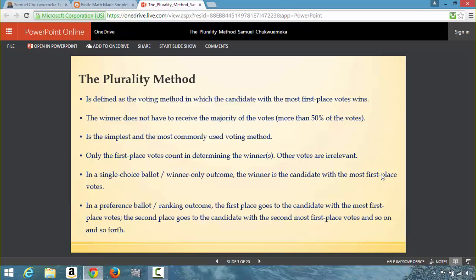Let's say we need to fill more than one position: a president, vice president, secretary, assistant secretary. Then the president will be the candidate with the most first place votes, the vice president will be the candidate with the second most first place votes, and the rest follow in the same way.